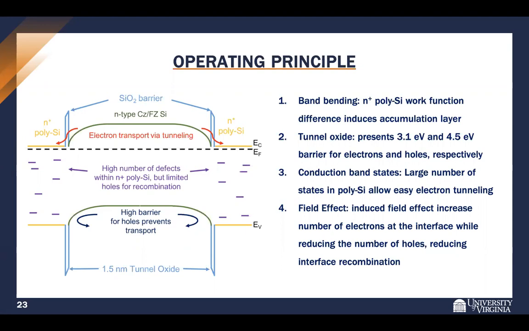The tunnel oxide has a smaller barrier for electrons than it does for holes, which allows electrons to tunnel through easily. And then there's a large number of conduction band states in the polysilicon, allowing for easy electron tunneling. And lastly, there's an induced field effect, which increases the number of electrons at the interface while reducing the number of holes, which prevents any recombination between the 2 at the interfaces.